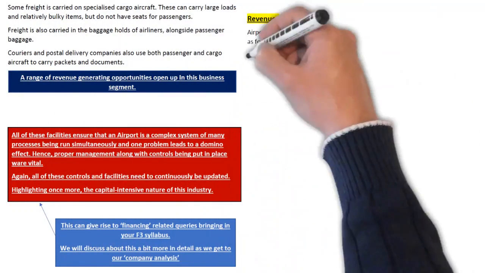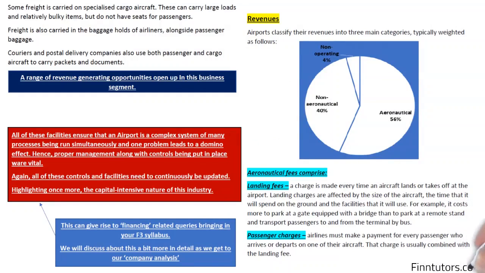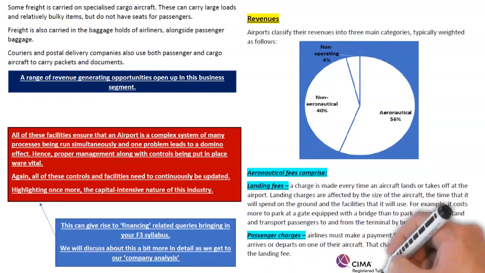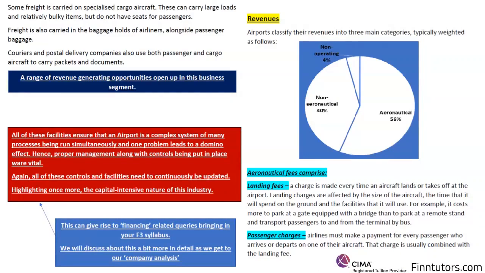So we move on and we speak about freight again. Some freight is carried on specialized cargo planes. These carry large loads and relatively bulky items, but do not have seats for passengers. They are freight planes. Freight is also carried in the baggage holds of airliners alongside passenger baggage. Couriers and postal delivery companies also use both passenger and cargo aircraft to carry packets and documents. So, a range of revenue generating opportunities open up in this business segment where you can increase your revenue by offering cargo facilities, freight facilities, and passenger airlines, as well as specific freight airlines.